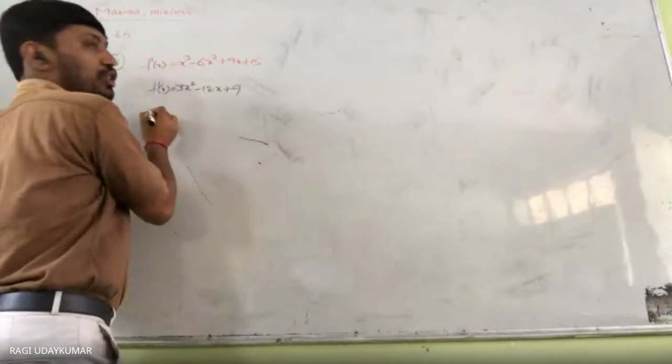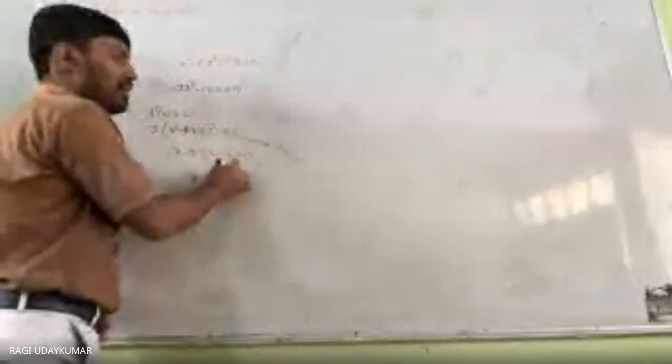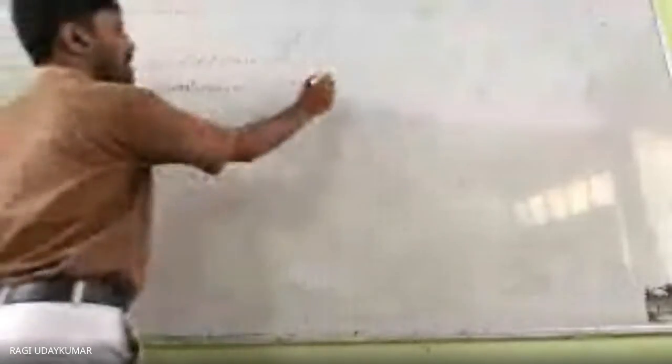Take f dash of x equal to 0. So what do you get? Taking 3 common, x square minus 4x plus 3 is equal to 0. x minus 3, x minus 1 is equal to 0. x is equal to 1 comma 3. Now find out f double dash of x. Differentiating this again, 6x minus 12 will come.